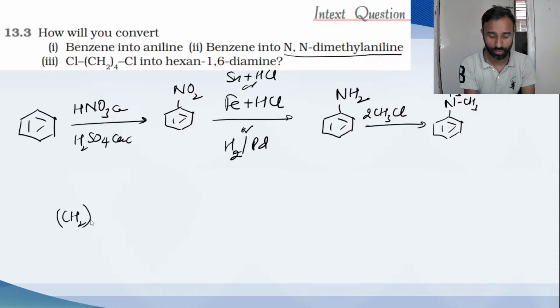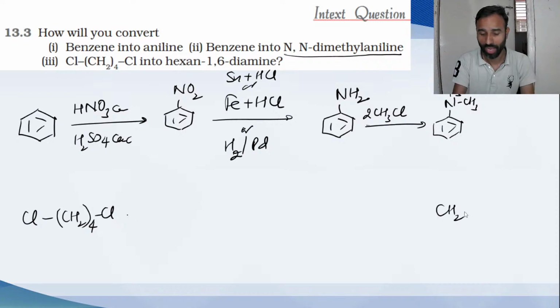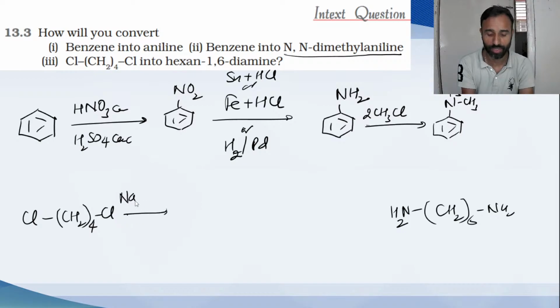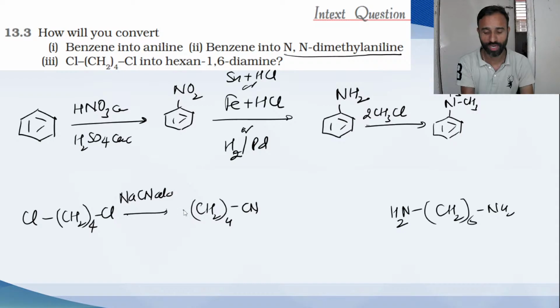Next is Cl-CH2-(CH2)4-CH2-Cl, so hexane 1,6-diene. That means we increase the number of carbon atoms. So always keep in mind, whenever there is an increase in the number of carbon atoms, we will treat it with NaCN. Both sides there are chlorine, so CN groups are attached on both sides.